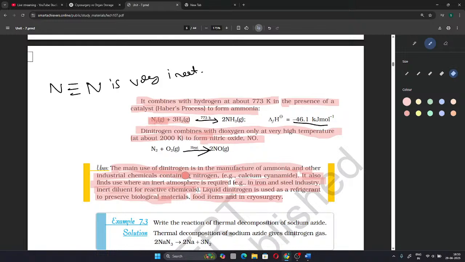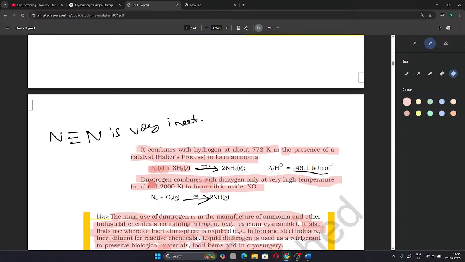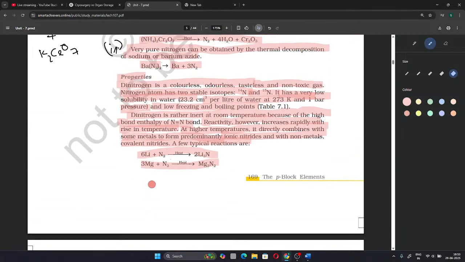Okay, they gave the reactions and properties of dinitrogen, which is a colorless, odorless, tasteless, and of course non-toxic gas. The nitrogen atom has two stable isotopes, and they said that dinitrogen is very less soluble in water, and it has low freezing and boiling points. Dinitrogen is rather inert at room temperature because of its N triple bond N. Reactivity, however, increases rapidly with rise in temperature. At high temperature, it directly combines with some metals to form. Okay.